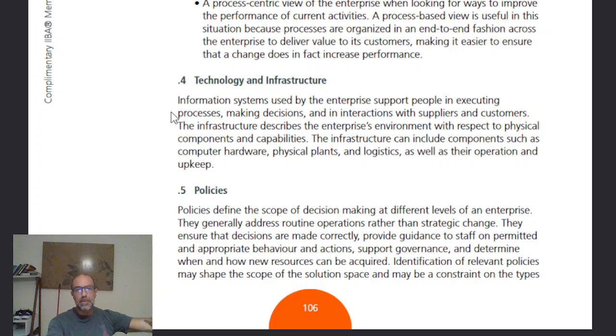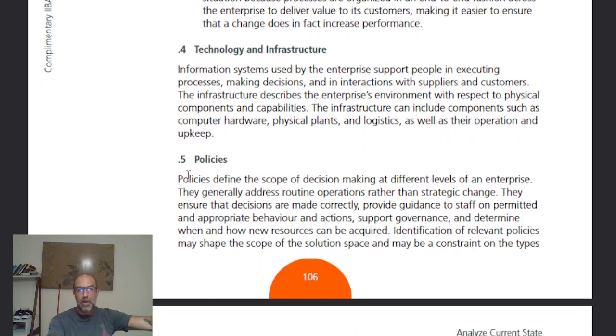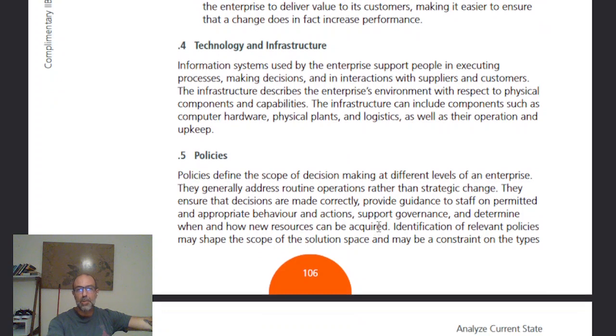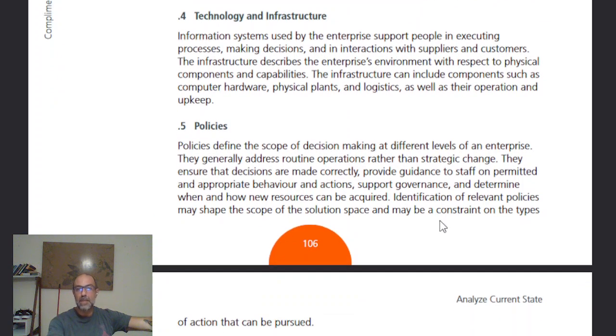For people in executing processes, making decisions, and interacting with suppliers and customers, the infrastructure describes the enterprise environment with respect to physical components and capabilities. The infrastructure can include components such as computer hardware, physical plants, and logistics, as well as their operation and upkeep. Amazing. Policies. Policies define the scope of decision making at different levels of an enterprise.